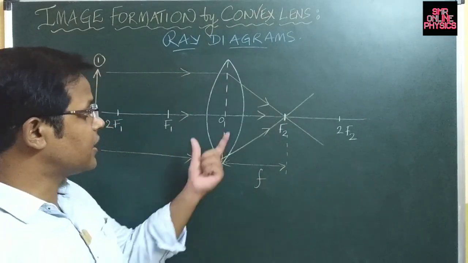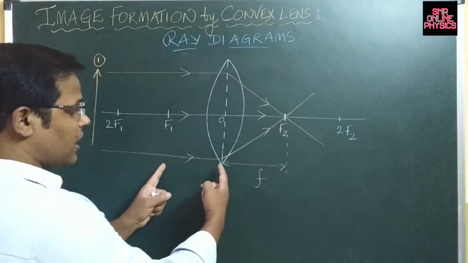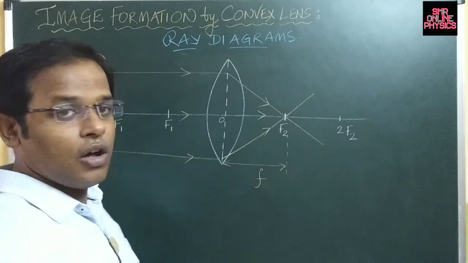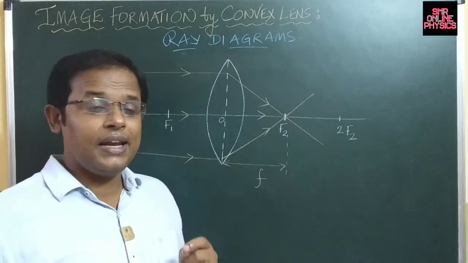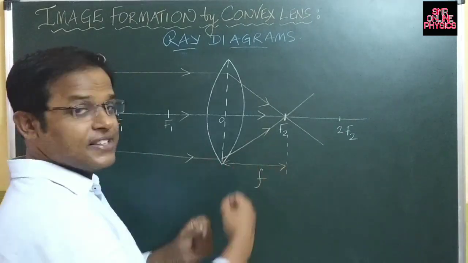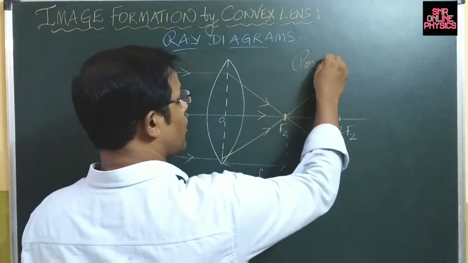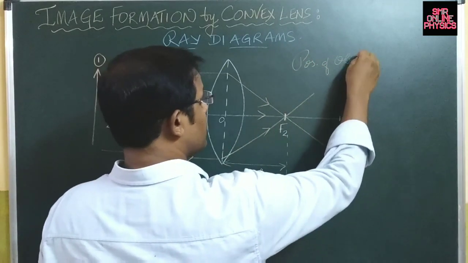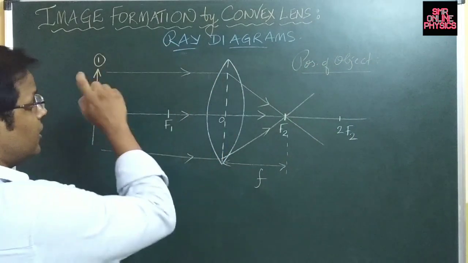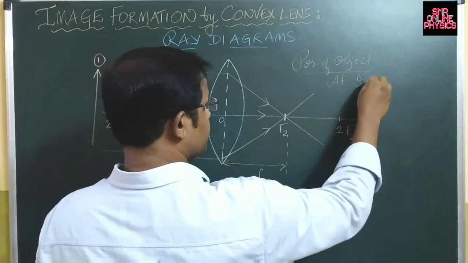If the curvature of both the surfaces is exactly the same, then the focal length on the left and the right will be exactly equal. These are called thin spherical lenses. All right. This is also, in this case, the image distance. So what is the position of the object? The position of the object for this particular case, I will say the object is at infinity.